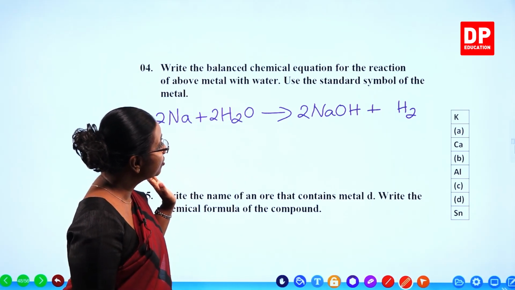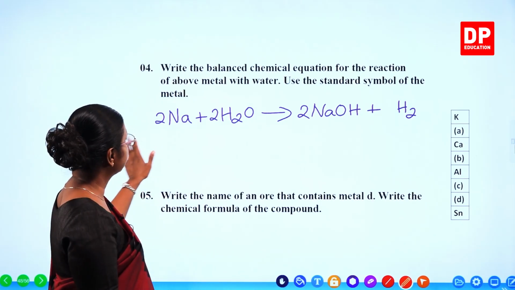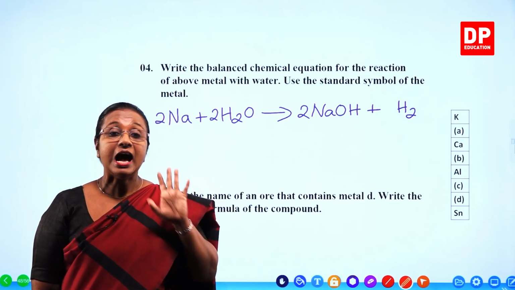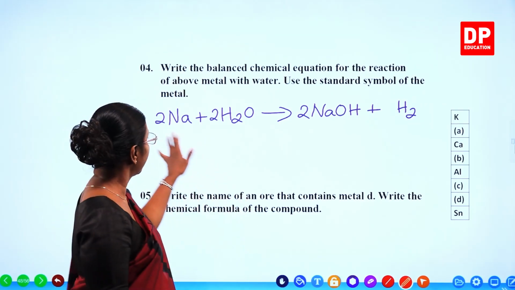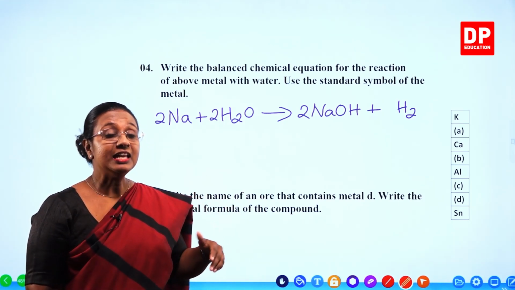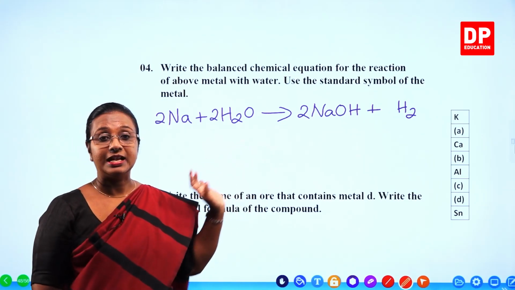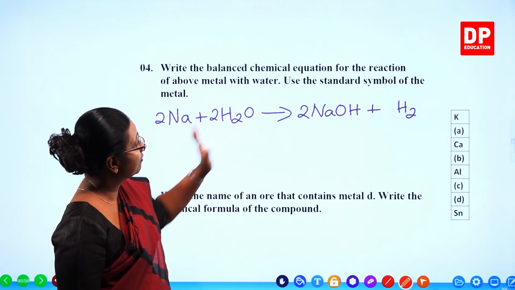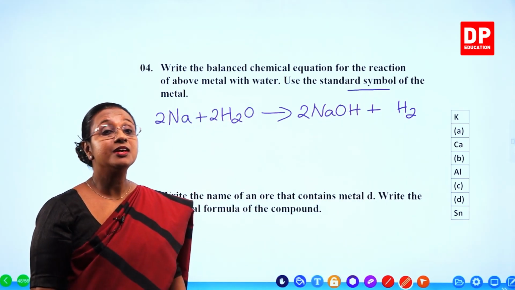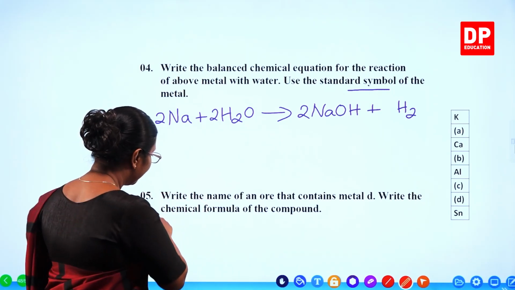And here they have said use standard symbol of the metal. So instead of writing it as A, this is how they expect us to write it. So I will leave it at that. Otherwise, normally what I would do is, I will write the correct equation because we are familiar with that. And then if they ask you to use the given symbol, you can substitute that and write. But here, of course, they have said use the standard symbol of the metal. That is sodium. Is that okay, students? So then, we'll look at the next part.